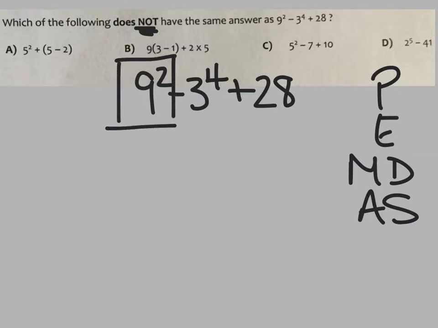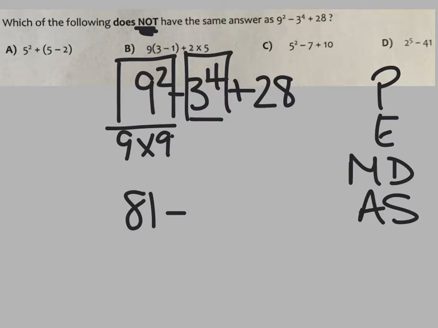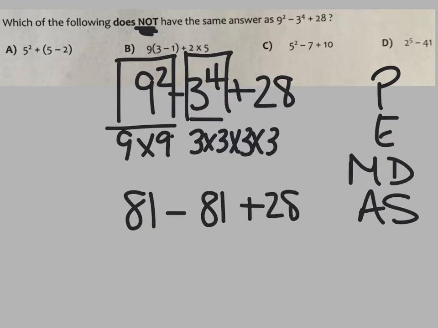We've got 9 squared, which is 9 times 9, which is 81, minus 3 to the power of 4, which means 3 times 3 times 3 times 3. 3 times 3 is 9, times 3 is 27, times 3 is 81, plus 28.